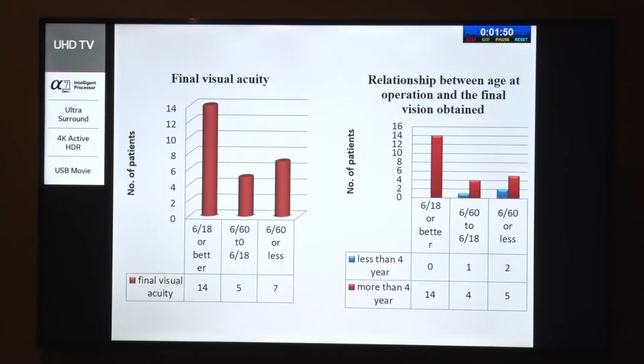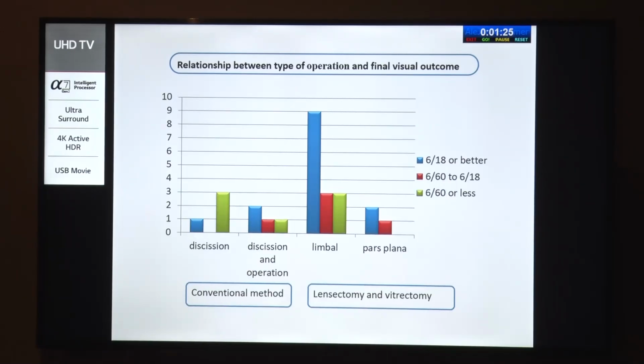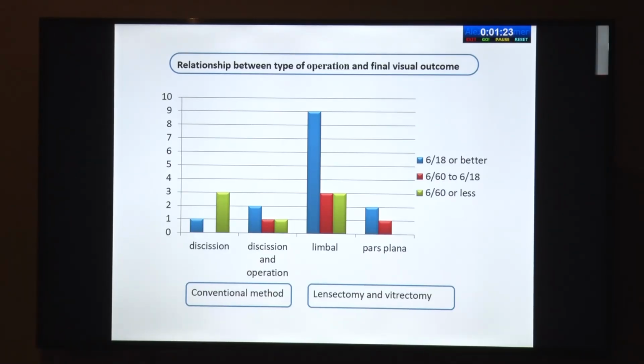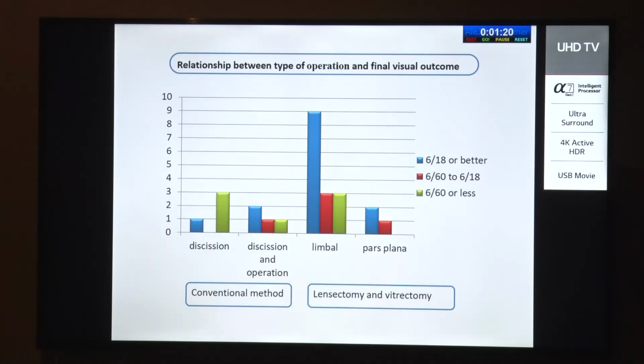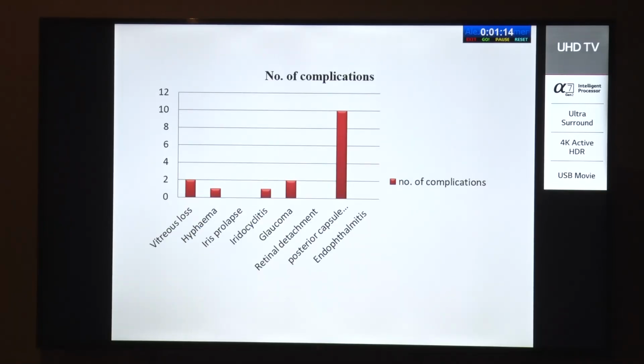4 cases. In the final visual acuity, 6/18 or better was seen in most of the cases. On the relationship between age and the final visual outcome obtained, age more than 4 years had a better visual outcome. In the relationship between type of operation and final visual outcome, lensectomy and vitrectomy had a better visual outcome in comparison to the conventional method. The most common complication was posterior capsule opacification.